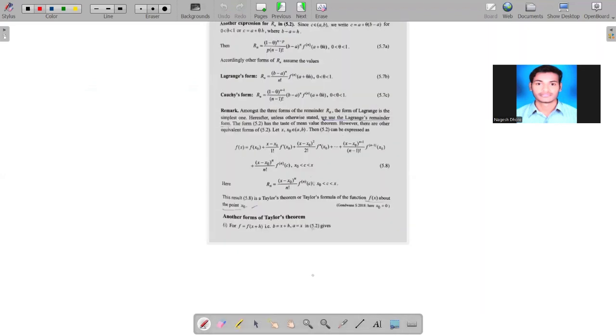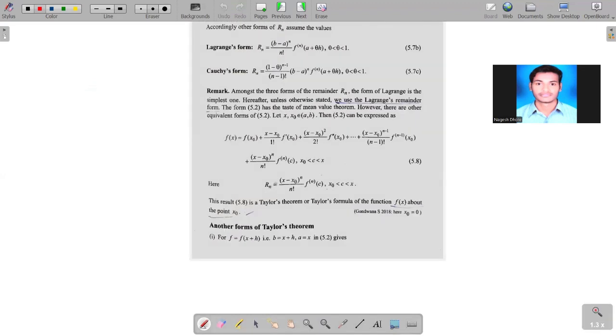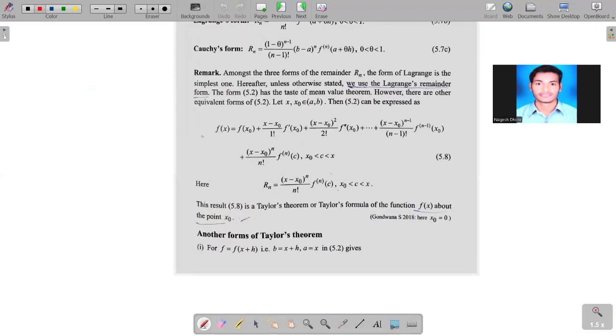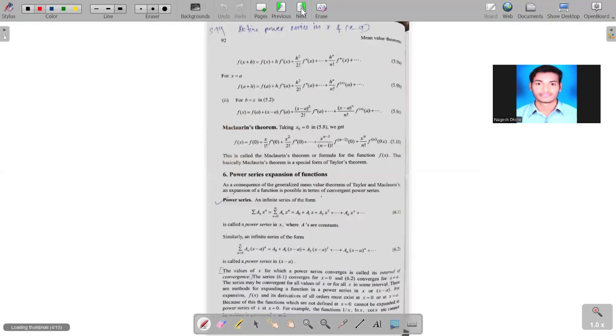Next, for solving the problem, we have to keep in mind that this function f of x about x0 can be expanded as f of x is equal to f of x0 plus (x minus x0) divided by 1 factorial f dash of x0. It is similar to the previous form. Okay. So now we use these formulas to solve the problem.